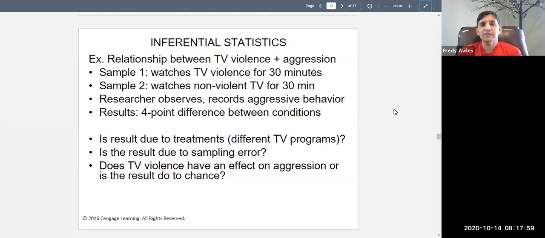So in other words, does TV violence have an effect on aggression, or is it the result of chance? Of course, you want to find that TV violence does have an effect on aggression. If you're trying to publish something and you're testing something, you want to determine that there's an effect there. But it could be that what you find is nothing more than sampling error, nothing more than chance or luck. There's no real difference, and it's therefore not worth publishing. Okay, so that's just an example.